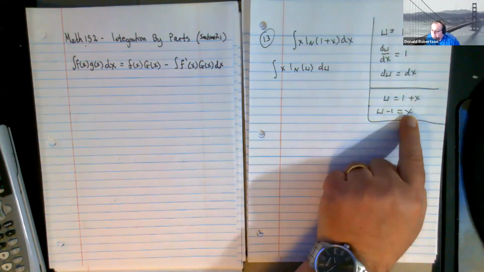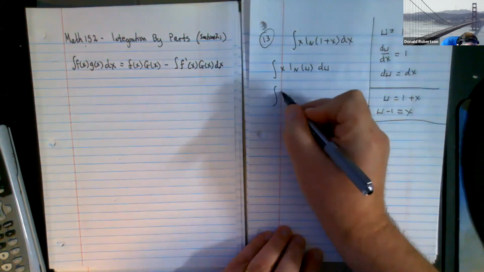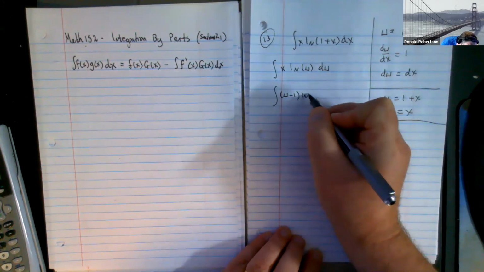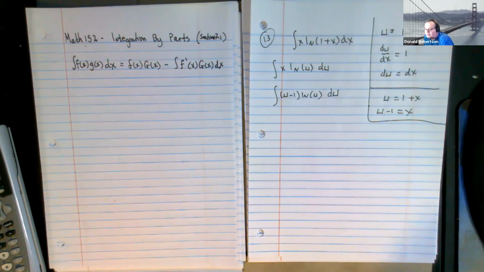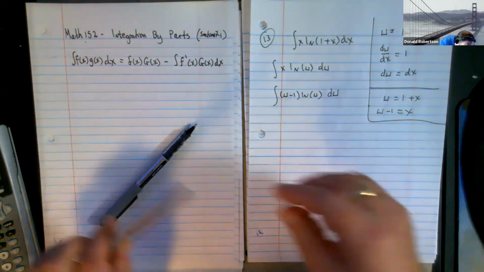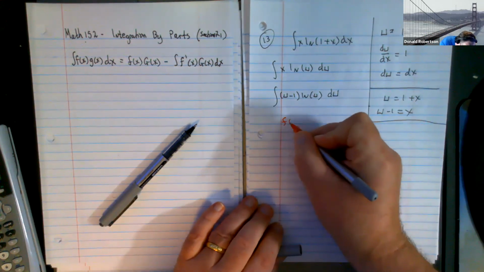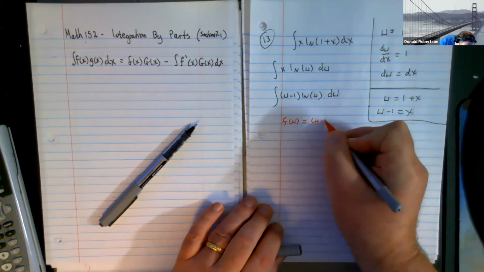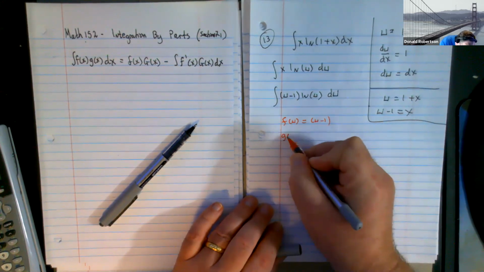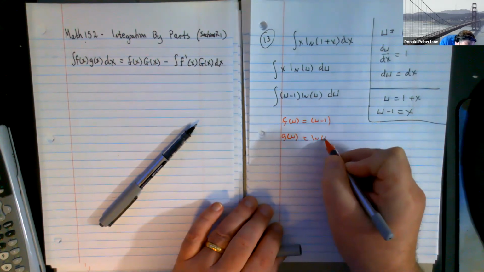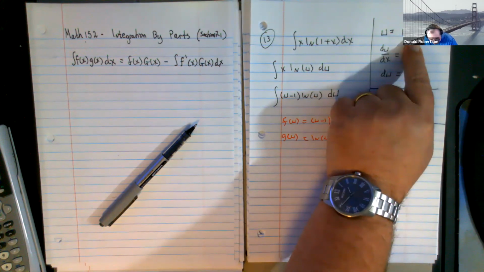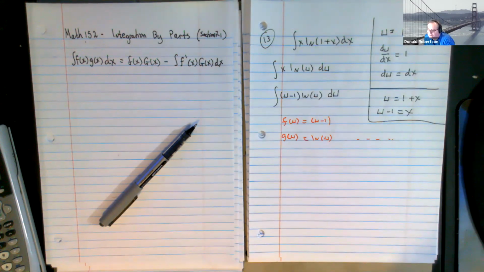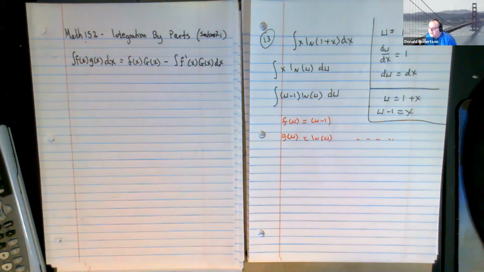Agree? Which means this becomes u minus 1 log u. Would you agree you now have an integration by parts question? And, oh, it went red for some reason. That guy's your first one. And he's your other guy. And off you go. And again, will you remember to replace all the u's when you're finished with 1 plus x's so that you're completely finished?